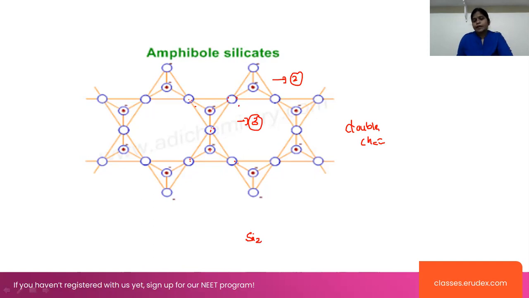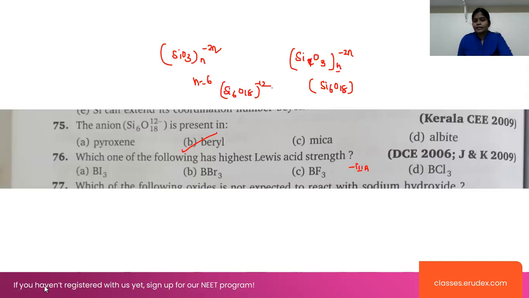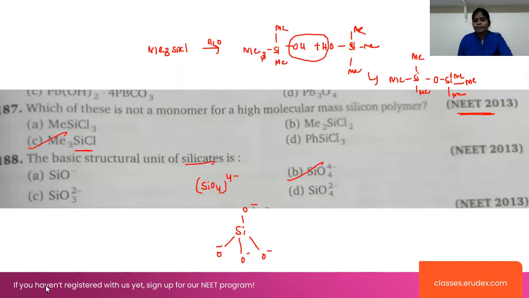Yes, look at here. Total 7 oxygen atoms are there, but these are present with only half of the unit. So that's why we are getting Si2O5. And what is the charge here in this case? The charge will be -1 here. So in the case of the double chain silicates, we will get this representation.